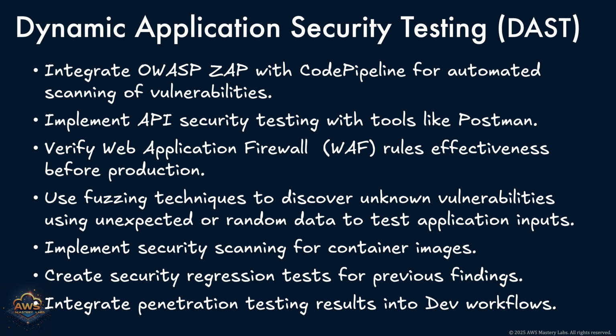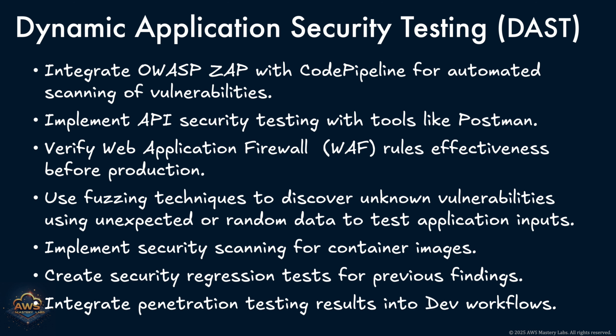If you're using containers, integrate container image scanning tools into your pipeline. Services like Amazon ECR or third-party scanners can detect known vulnerabilities in base images, packages, or dependencies, helping you shift security left in the development cycle.